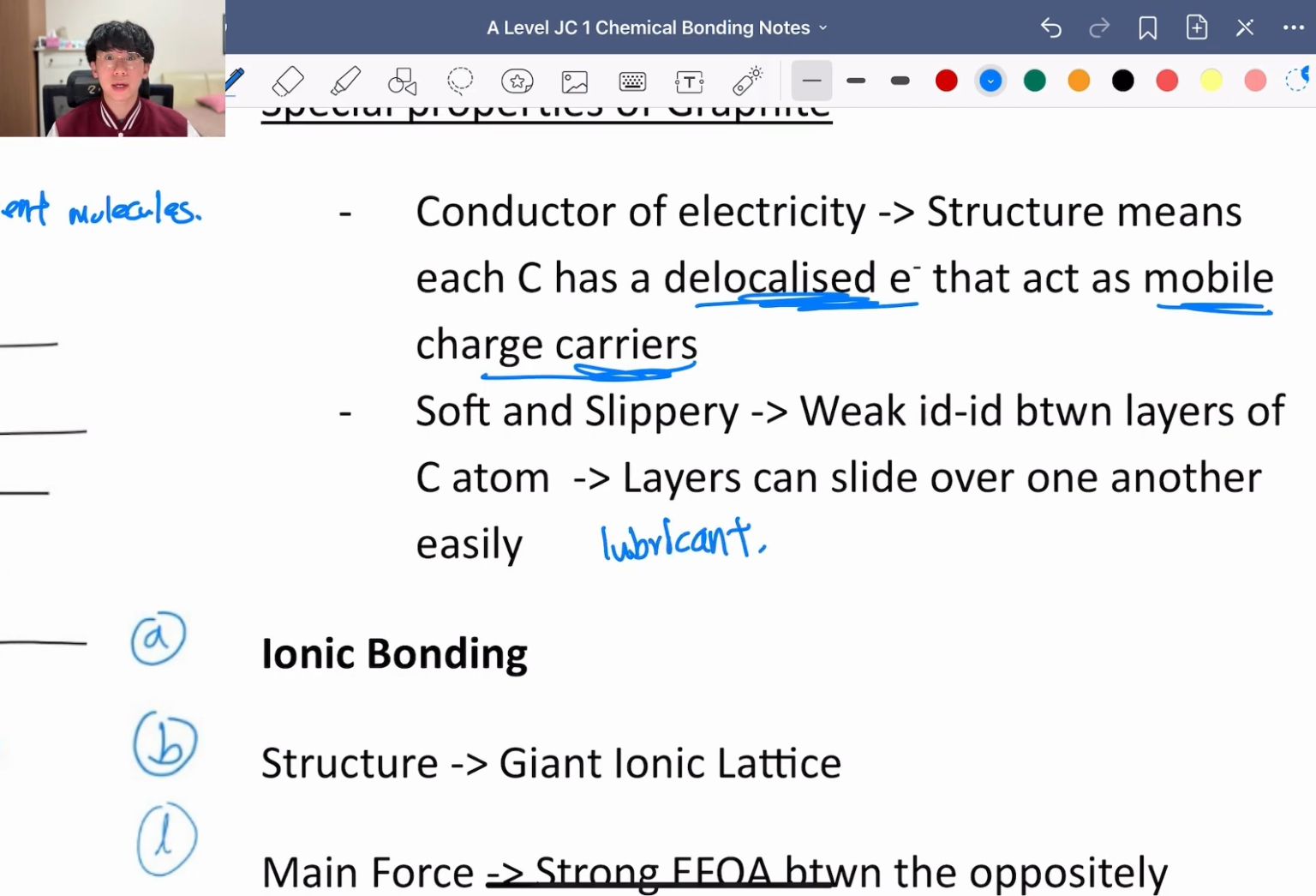Okay, and it's also a good lubricant because it has a high melting point and boiling point, which helps in oiling up or lubricating your machines that tend to heat up easily.